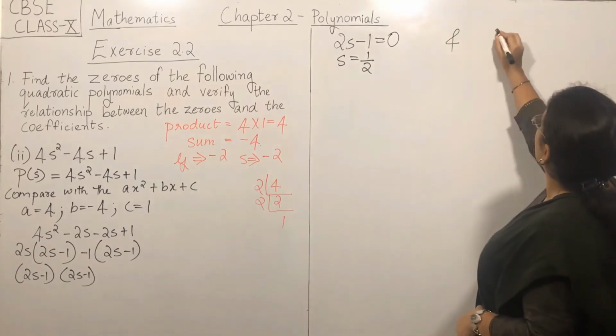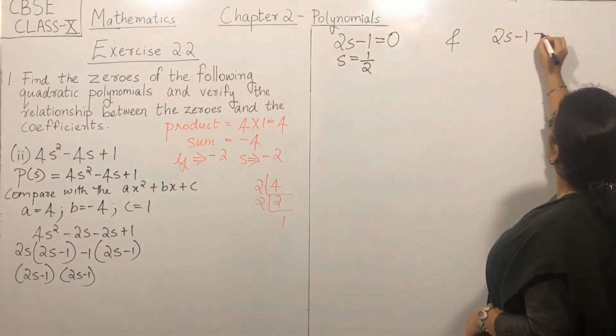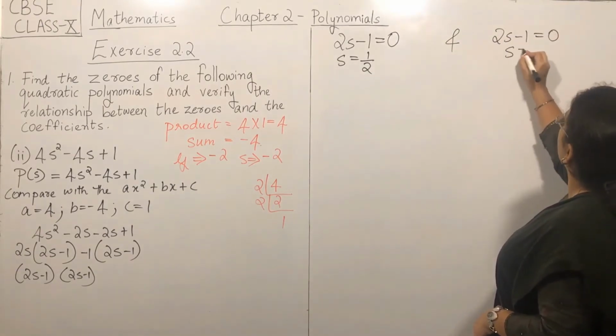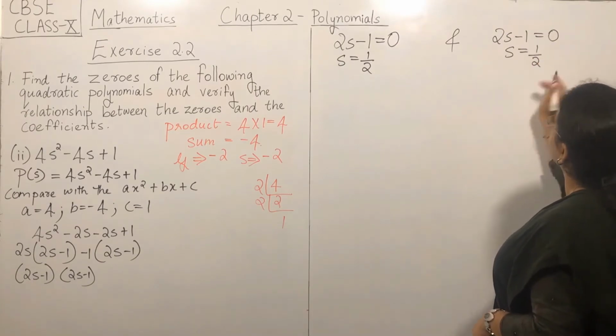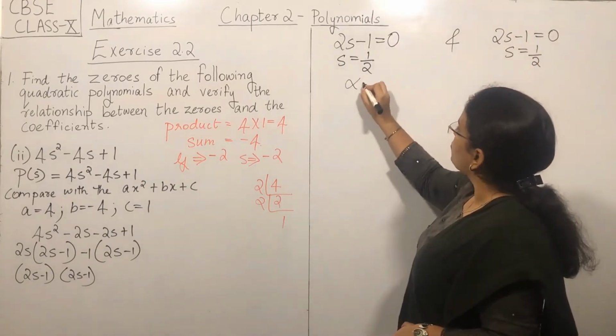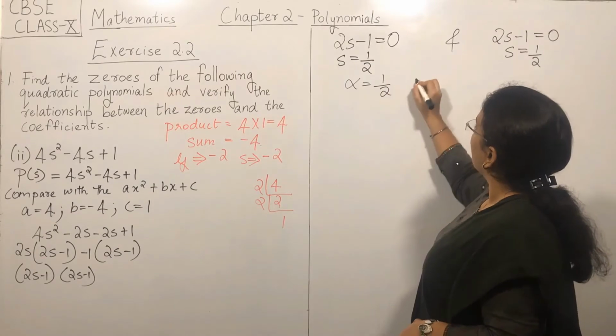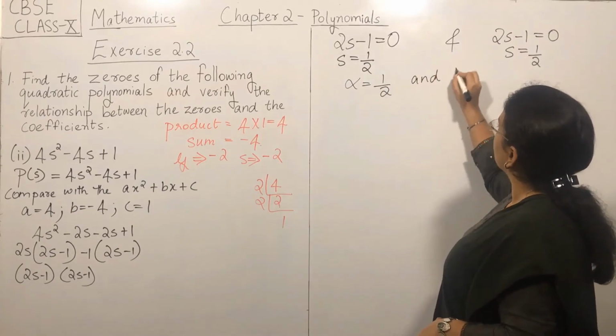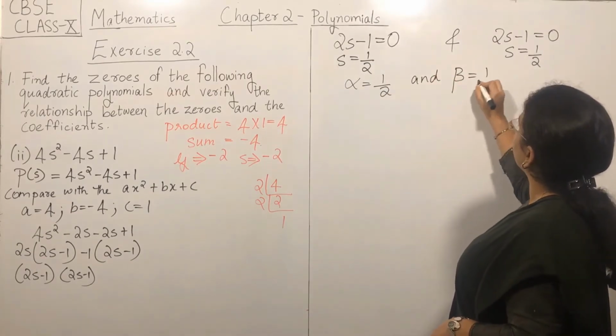And 2s minus 1 equal to 0, s equals 1 by 2. So we got alpha as 1 by 2 and beta as 1 by 2.